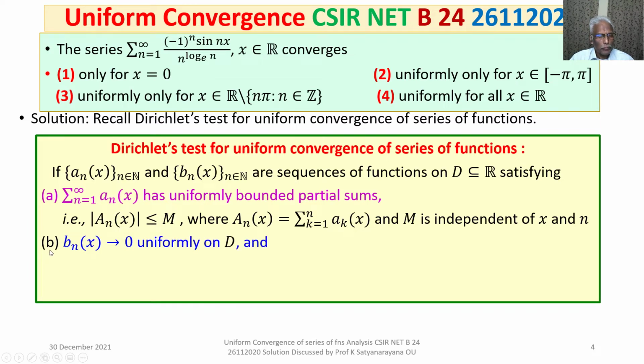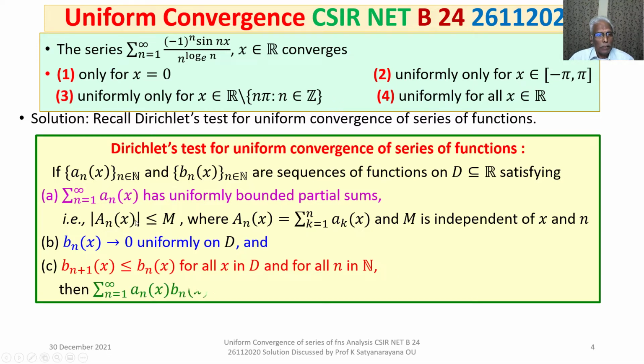Second condition, b_n(x) tends to 0 uniformly on D. That is, as n tends to infinity, b_n(x) tends to 0 for all x belongs to D. Condition C, that is, b_{n+1}(x) is less than or equal to b_n(x) for all x in D and for all n in N, the set of natural numbers. Then the series sigma n equals 1 to infinity, the product a_n(x) into b_n(x), converges uniformly on D.